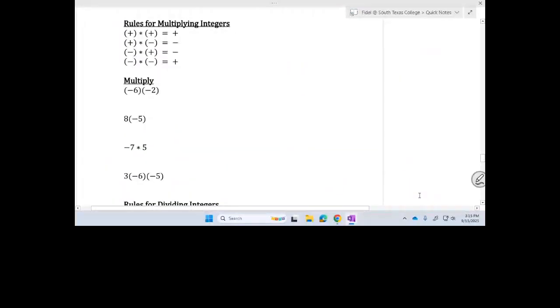And, y'all, we got some rules for multiplying integers here. Okay, so when we're multiplying integers, y'all, a positive number times another positive is still positive. A positive times a negative is a negative number. A negative number times a positive number is negative. And a negative number times another negative number is positive. All right, let's take a look.